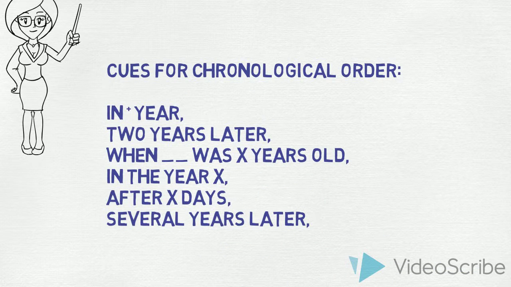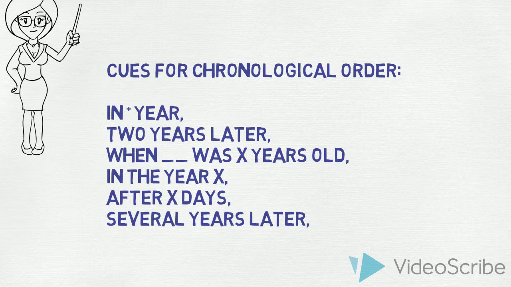There are some cues for when you're listening to a chronological lecture. So you can have things like in such and such year, 2 years later, when he or she was 6 years old, in the year 2000, after 3 days, several years later. So these are the times, and then you have events, important things that happened during those times.